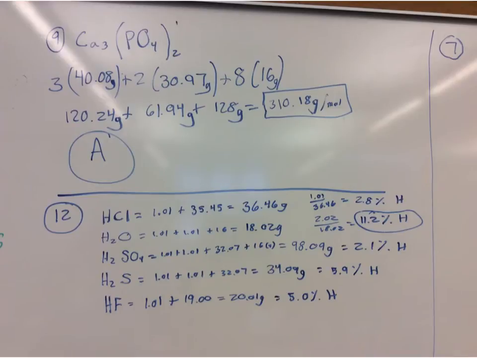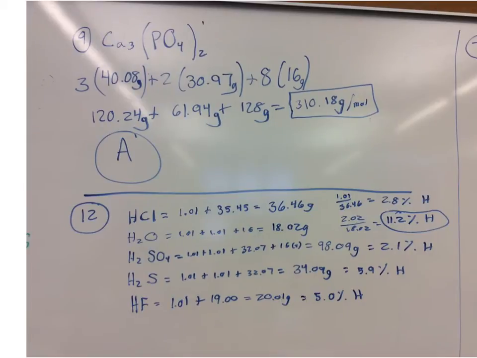So you start with Ca3(PO4)2, and then you find the molar mass of this compound. And so you do 3 times 40.8 grams plus 2 times 30.97 grams plus 8 times 16 grams. And you'll get a total of 120.24 grams plus 61.94 grams plus 128 grams. And this equals 310.18 grams, and that's per mole. So that'll be your answer.